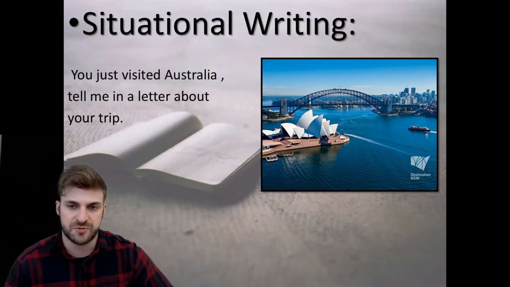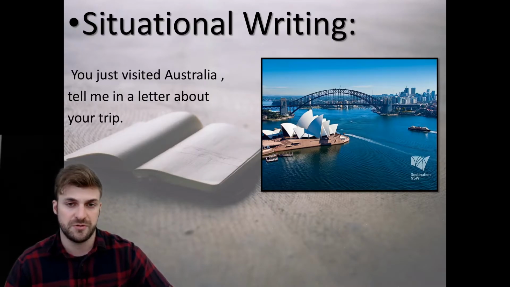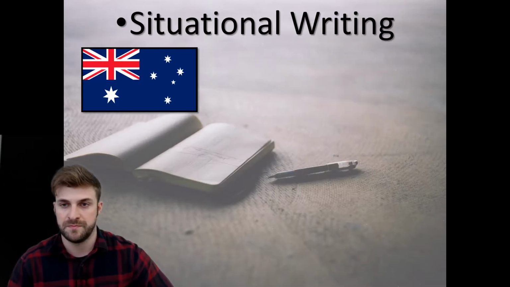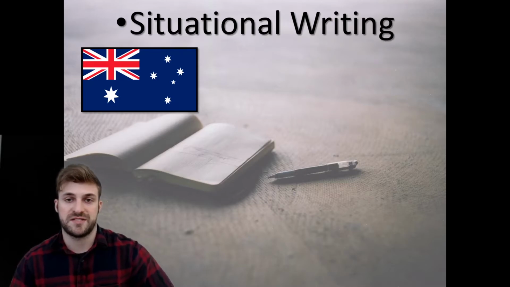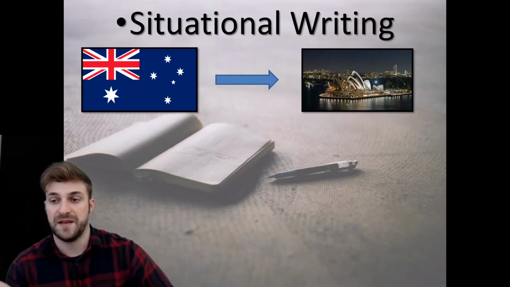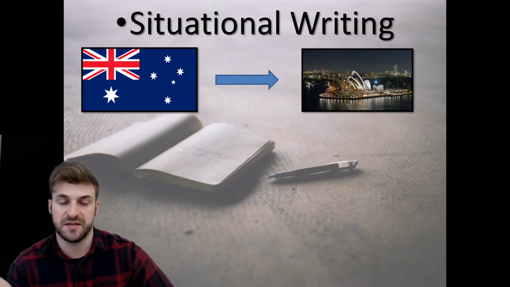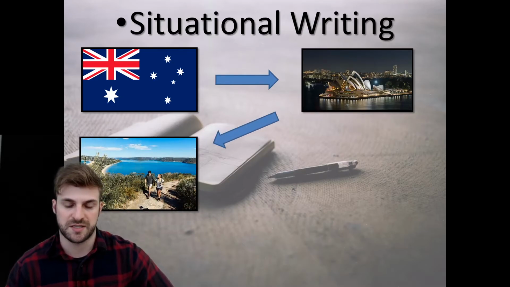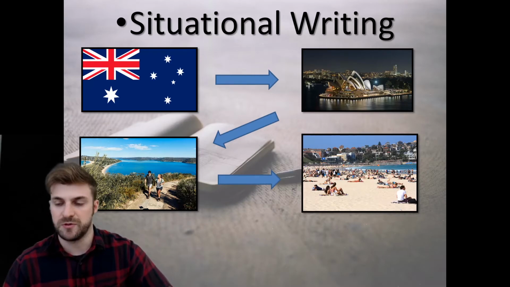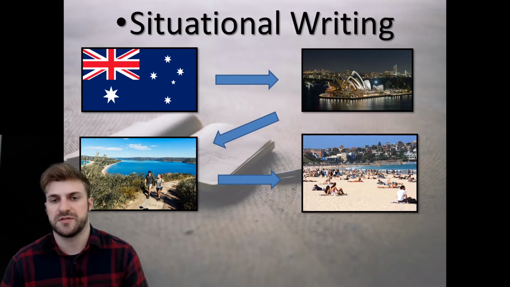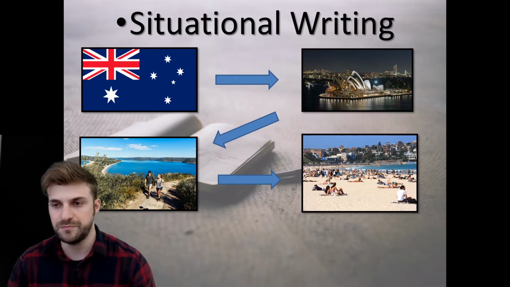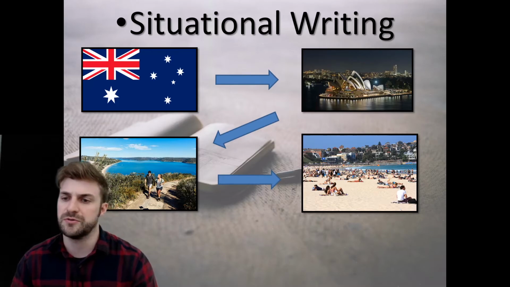So this would be based on a picture here. You just visited Australia, tell me about your trip in a letter. Or a series of pictures. So you can see we went to Australia. The next place would be the Sydney Opera House. The next place looks like hiking around a lake. And the last part would be, I went to a beach. So here's a progression of pictures that you could use in situational writing. So there are many ways that you can do writing.